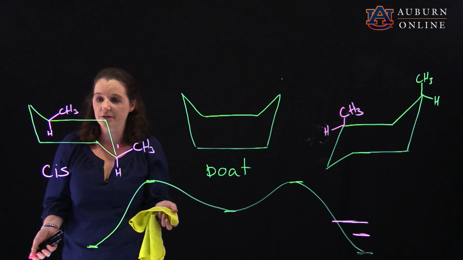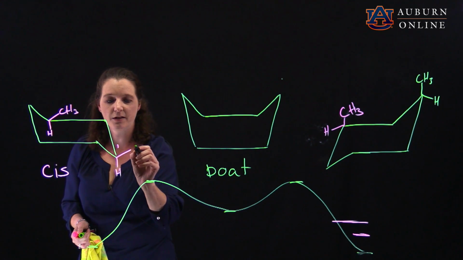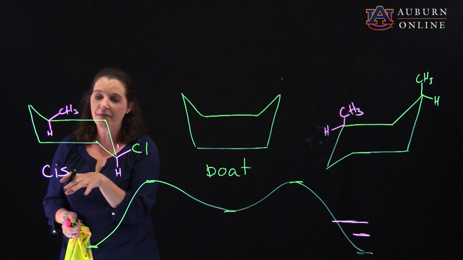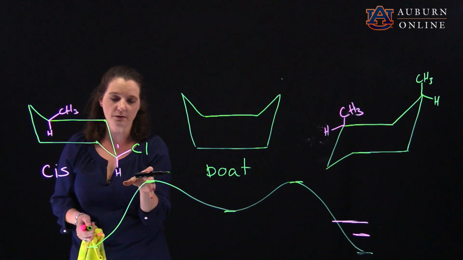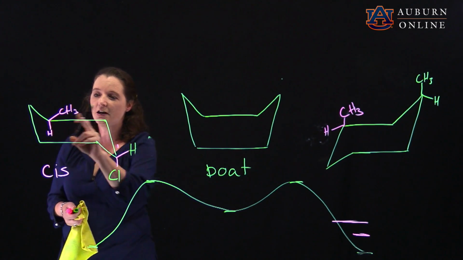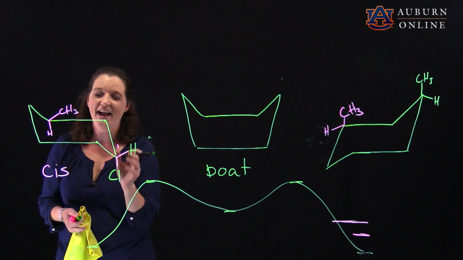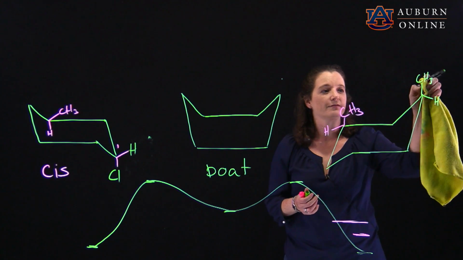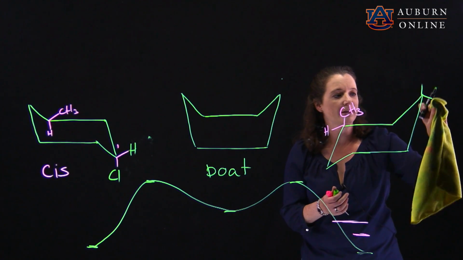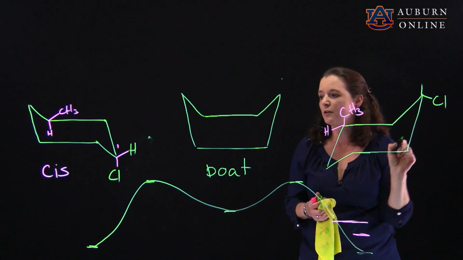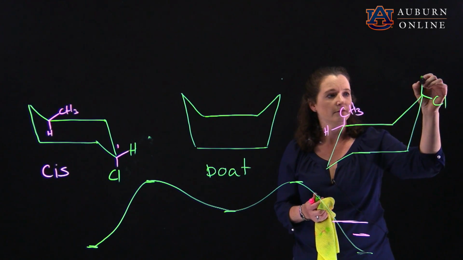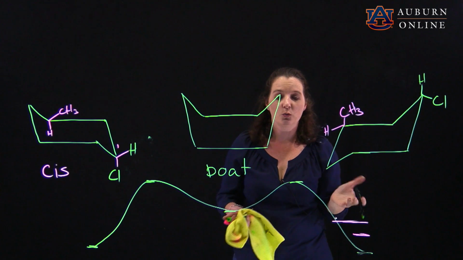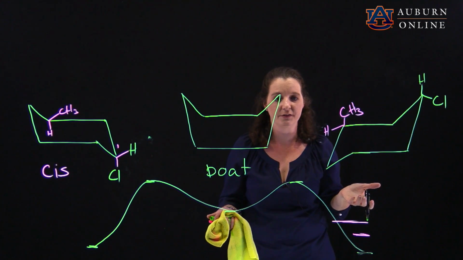But let's say I had a different substituent group. Let's change one of those methyl groups for chlorine. Over here, I have the methyl group equatorial and the chlorine equatorial. All right? So here I have the methyl group equatorial and the chlorine axial. If I turn that around, I bend this configuration up. Here the chlorine is equatorial and my methyl group is axial. Which one of these is going to be the lower energy configuration?